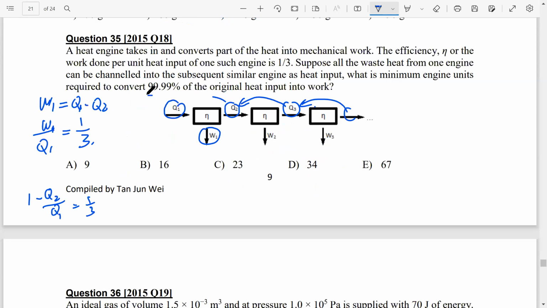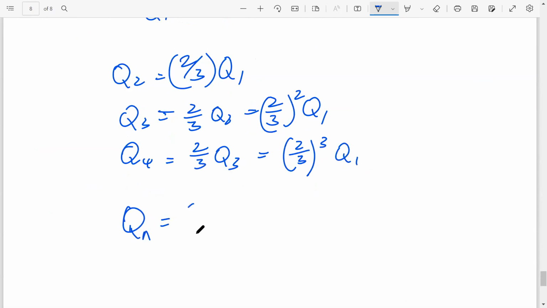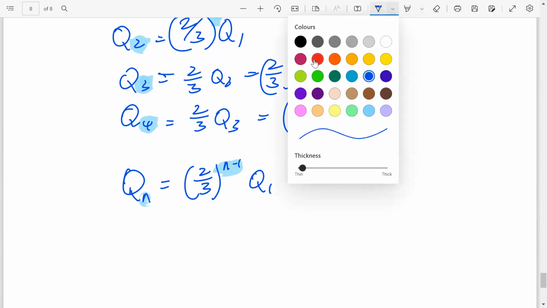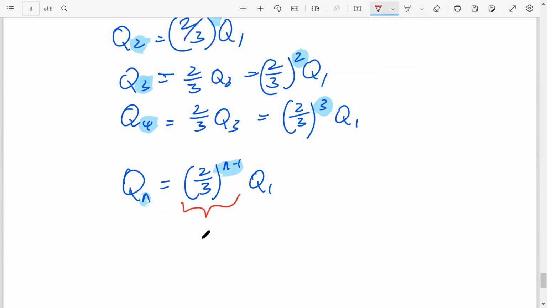Now, they want 99.9% converted into work. That means that at a certain Qn, that is output, which is going to be 2/3 to the power of n minus 1 of Q1. Okay, because why n minus 1? Because this power 1 here, when it's 3, this is 2, this is going to be 1, 3 is 2, 4 is 3, so it will be n minus 1. So you observe the pattern here. And being 99.9% means that the remaining wasted energy is only 0.01%. Or in other words, 2/3 to the power of n minus 1 is equal to 0.01 over 100. Okay, let's take a quick look. Yep. Okay, so you can solve based on this. Let's try. And let me erase this part.